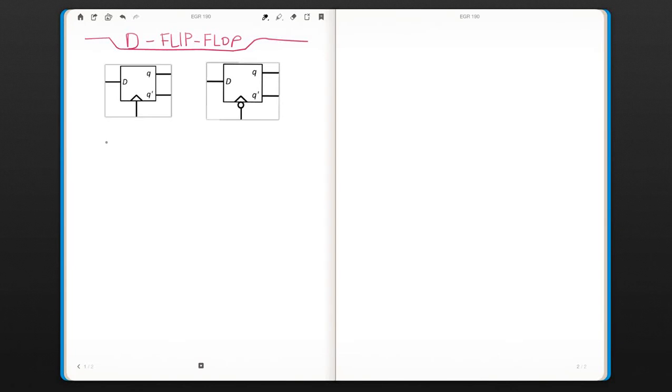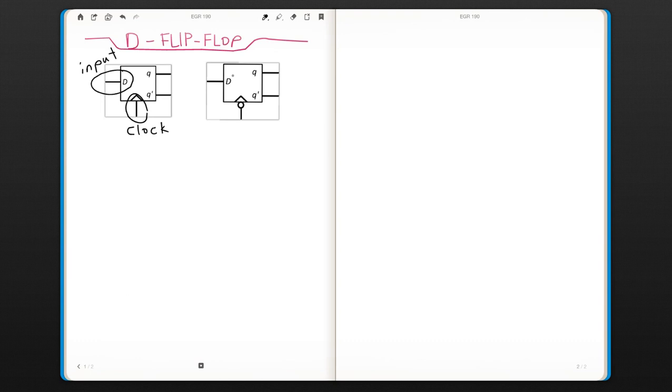We will now discuss the flip-flops, and the first flip-flop that we're going to introduce is the D flip-flop. For a D flip-flop, there are two versions. Let's talk about the first one. D is your input. This is your only input. And this part, when you see with a triangle, this is your clock.